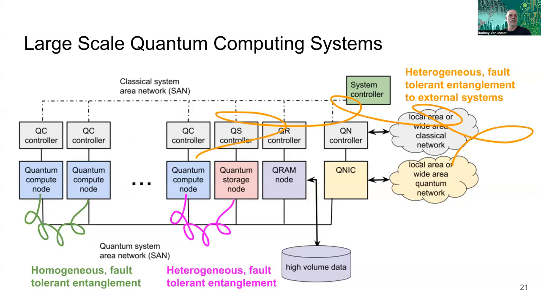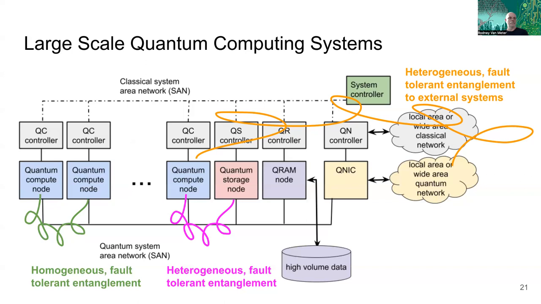And maybe on the right there, or in the middle, the pink, we might actually be creating entanglement between nodes that have very different characteristics in terms of either hardware or the error correcting code that they're actually using. And then ultimately in the upper right there, this whole system may connect to somewhere outside via a quantum network to other machines and sensors and ultimately to a quantum internet as we go.